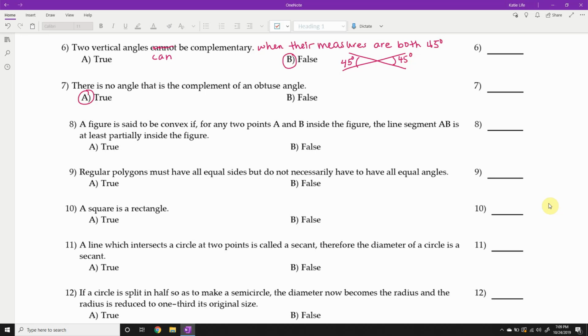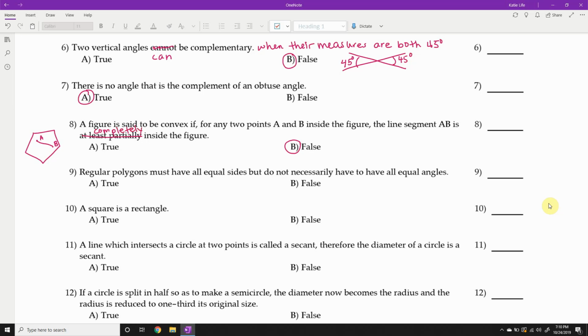Number 8, a figure is said to be convex if, for any 2 points A and B inside the figure, the line segment AB is at least partially inside the figure. Well, that's false. Just by definition, a polygon is considered to be convex if, for any 2 points that you pick inside, A and B, the line segment joining those 2 points stays in the figure entirely. So not just at least partially in there, it's completely in there. So number 8 is false. I guess we would cross out at least partially and write completely inside the figure.